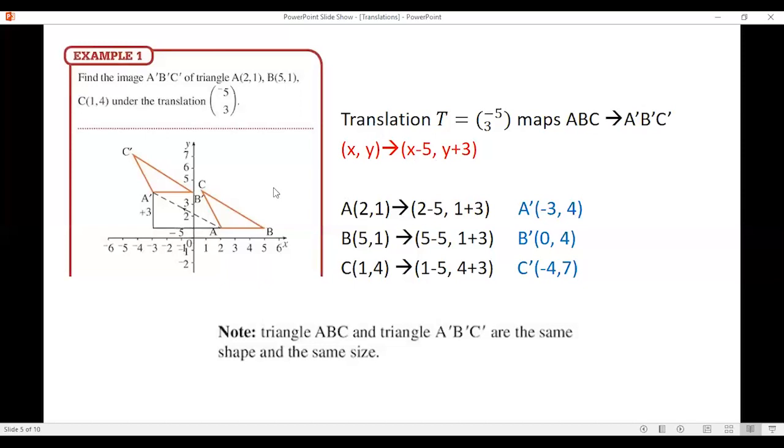Let's go back to the diagram. You can see that each point of the triangle ABC moves 5 units to the left and 3 units up. 5 units to the left, 3 units up. 5 units to the left, 3 units up. You can also notice that these two triangles are congruent.